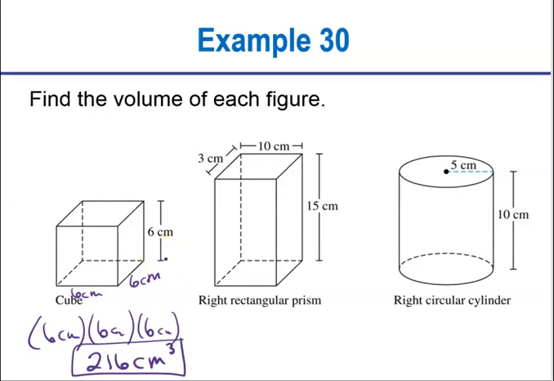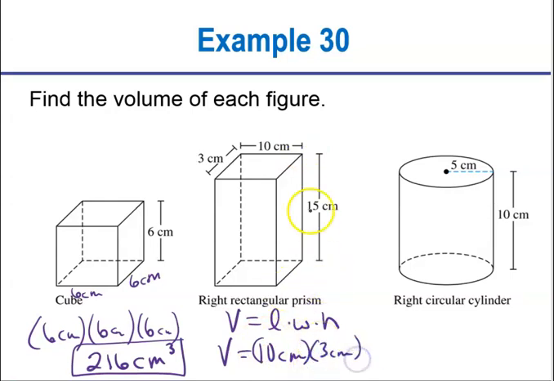All right, what about a right rectangular prism? The volume of a rectangular prism is length times width times height, in no particular order. So the length we could say is 10 centimeters, the width is 3 centimeters, and the height is 15 centimeters. And remember, it matters not what order you multiply these in because of the commutative property of multiplication. So we know 10 times 3 is 30 times 15 gives us a value of, because I don't want to do it in my head, 450 centimeters cubed.